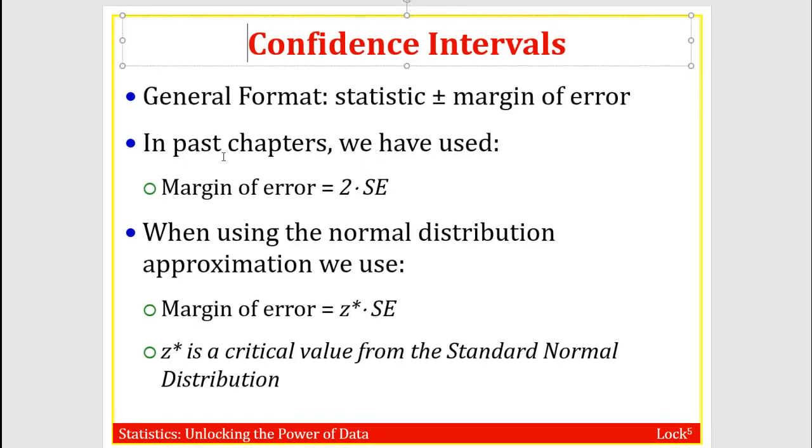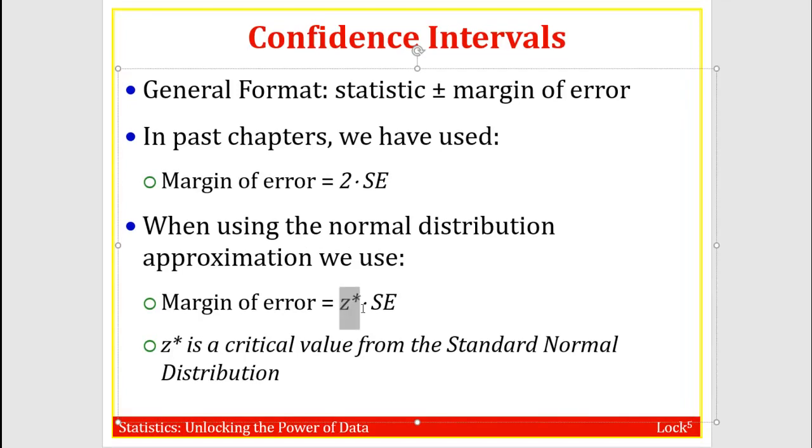Now that we are using the normal distribution approximation, we are going to use margin of error equal to z star times the standard error. Basically, this means that we're going to be able to do other levels of confidence besides just 95%.